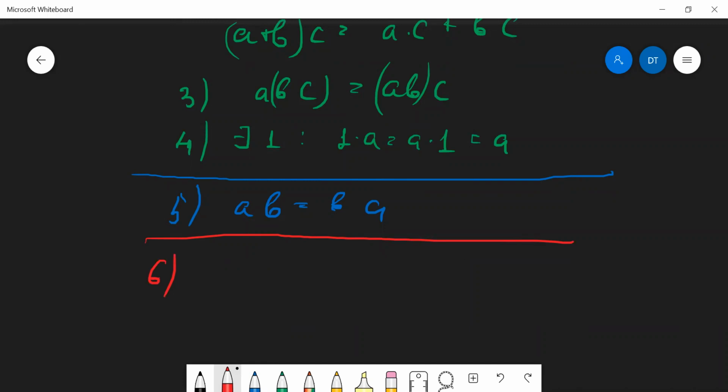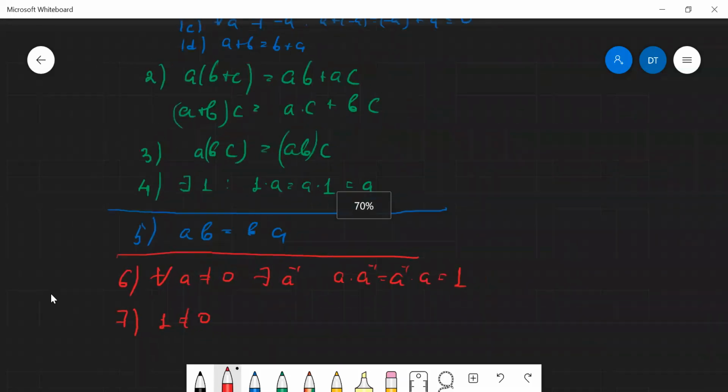Property number 6 says that every element A, which is not equal to 0, where 0 is the neutral element for the addition, has an element A inverse such that A times A inverse equals A inverse times A equals 1. And property number 7 says that 1 is not equal to 0.